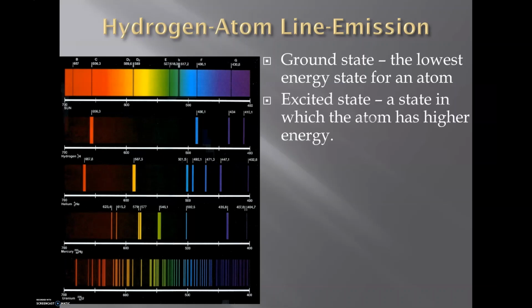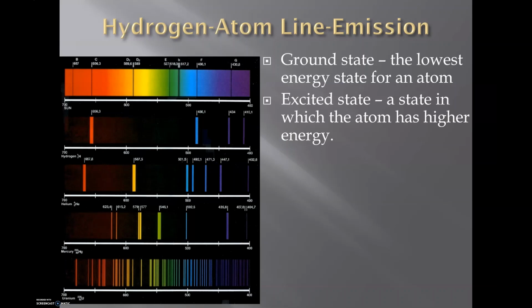When we talk about the different spectrums that we can see, we have to talk about two different states: the ground state versus the excited state. I talked about that in the previous slide, where the ground state is the lowest energy state for an atom, and then when it gets impacted with some form of energy, it gets excited, and the excited state is the state in which the atom has a higher energy level. And once that excitement releases the energy, you get a color spectrum.